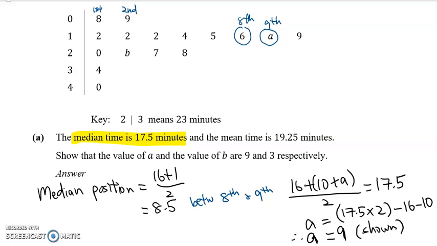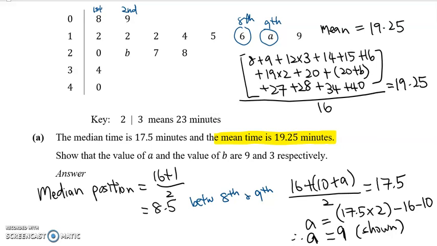Then let's use the mean time of 19.25 minutes to find the value of B. To calculate the mean, we add all the timings together and divide by 16, since there are 16 values, to get 19.25. That will help us get the value of B since we already have the value of A. So we are going to add everything together. I'm going to write the working up here.